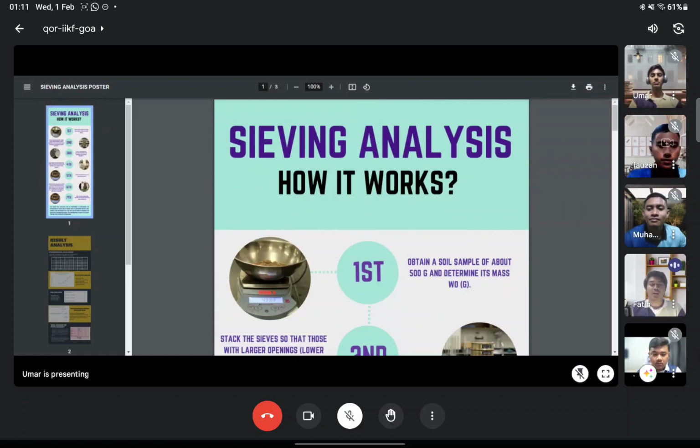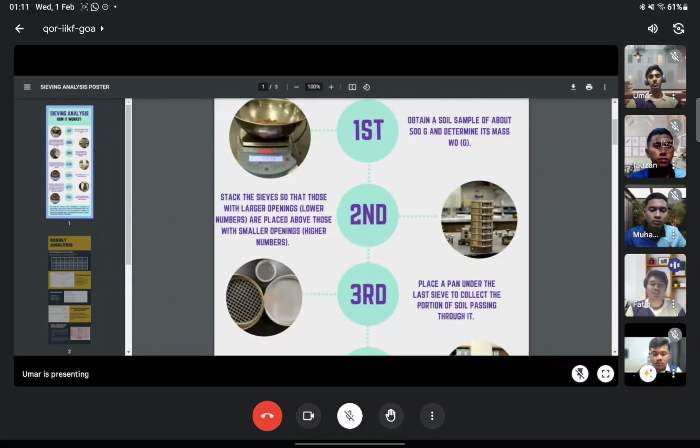We will start by talking about how sieving analysis works. First step, we obtain a soil sample of about 500 grams and determine its mass. We have to make sure the soil sample is in a dry state. If not, you can dry it using an oven or something else.